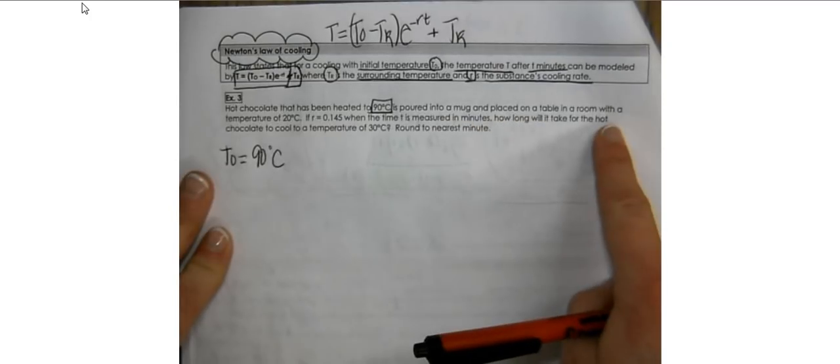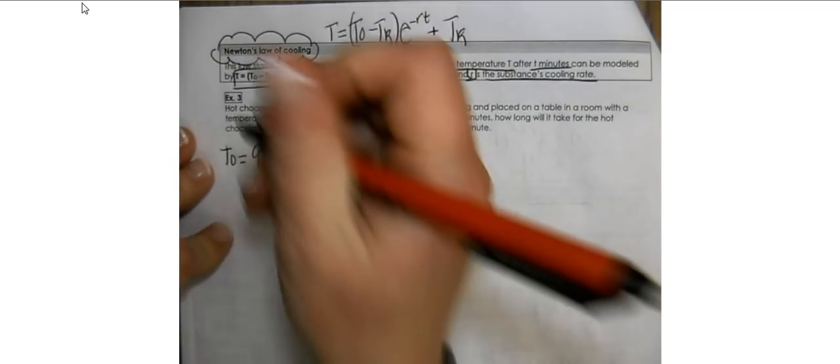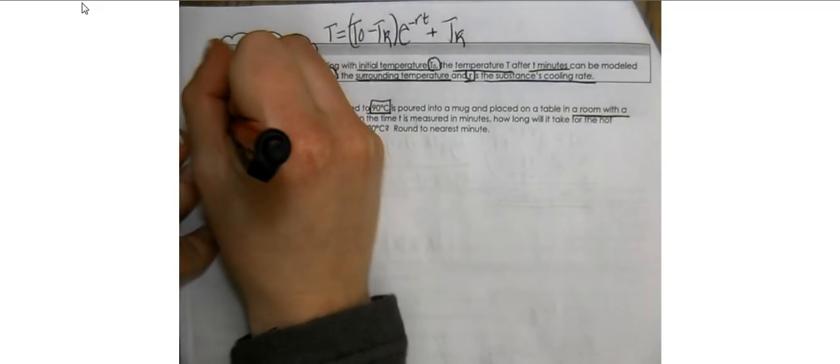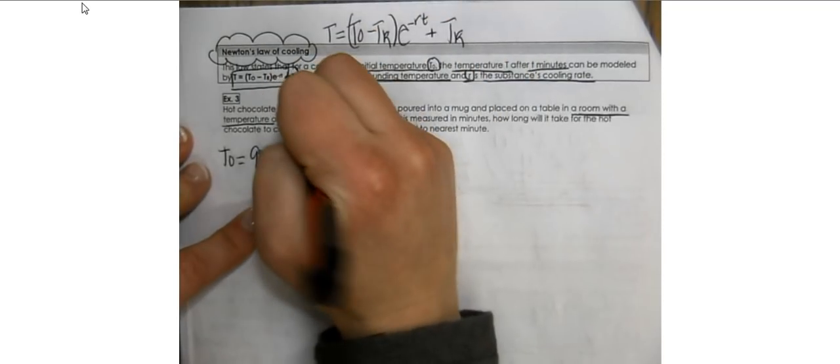So hot chocolate has been heated to 90 degrees Celsius and is poured into a mug and placed on a table in a room with a temperature of 20 degrees Celsius. So its surrounding temperature, the room that it's in, is 20 degrees Celsius. The surrounding temperature is your room temperature, so T sub r is equal to 20 degrees Celsius.